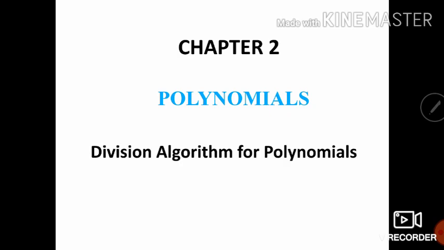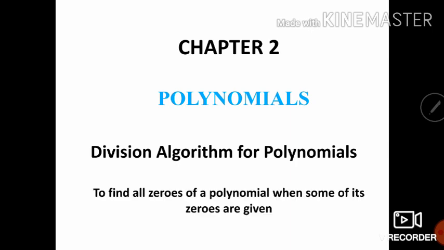We are in the last section of chapter 2, polynomials. In the previous video class we learnt about the division algorithm for polynomials. Today we will learn how to apply the division algorithm and some other concepts that we have studied in the chapter to find all zeros of a polynomial when some of its zeros are given. All concepts and questions done in the video class are to be written neatly in your notebook.